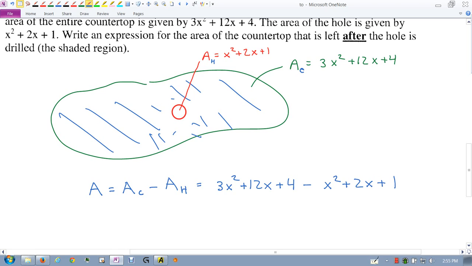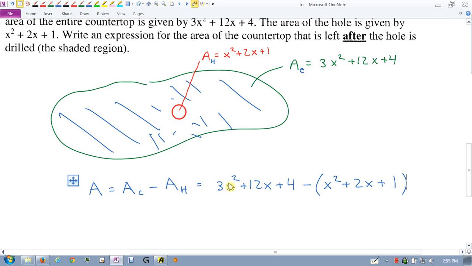Is that correct? That's the area of the countertop. That's the area of the hole. Do I need parentheses around this? Why? You're subtracting the entire area, right? If you don't put the parentheses, in reality, you would only be subtracting that first term. So you got to subtract everything. You got to have it in parentheses.